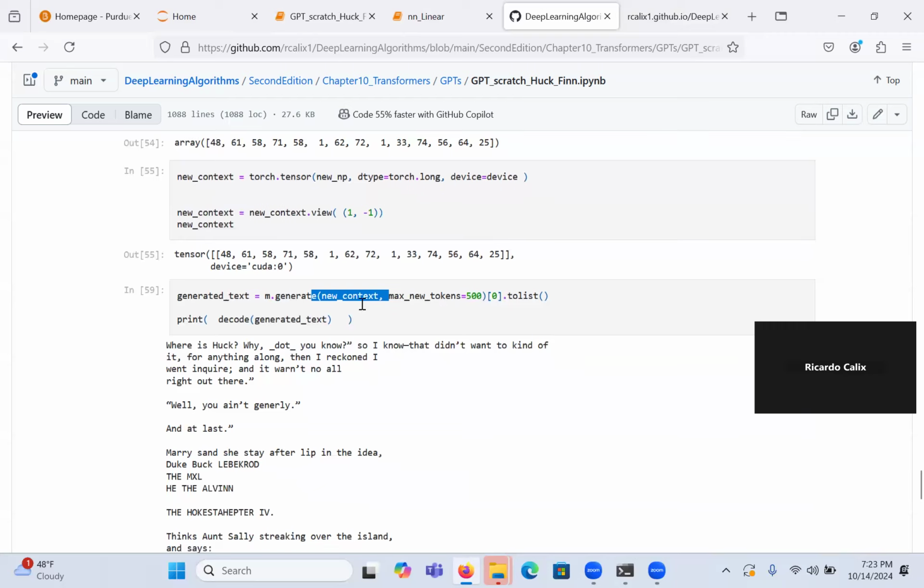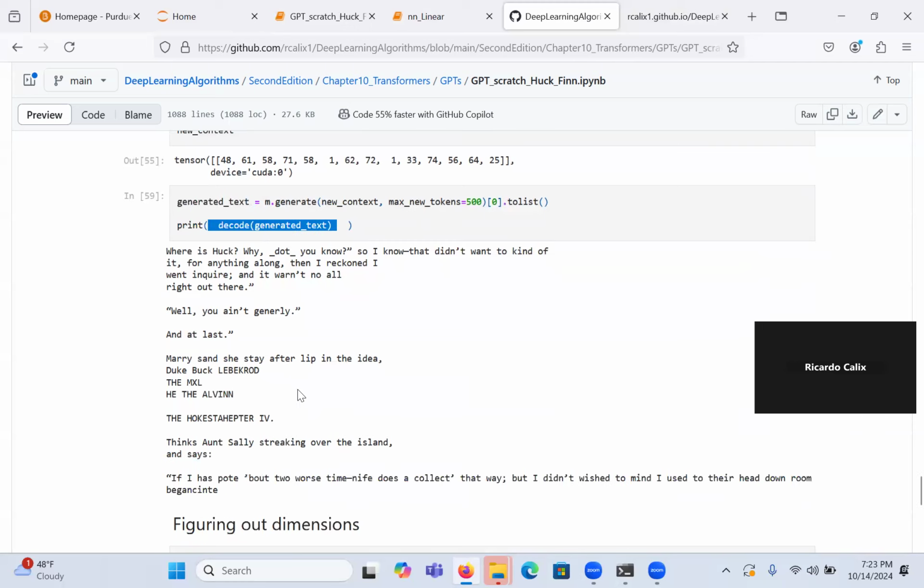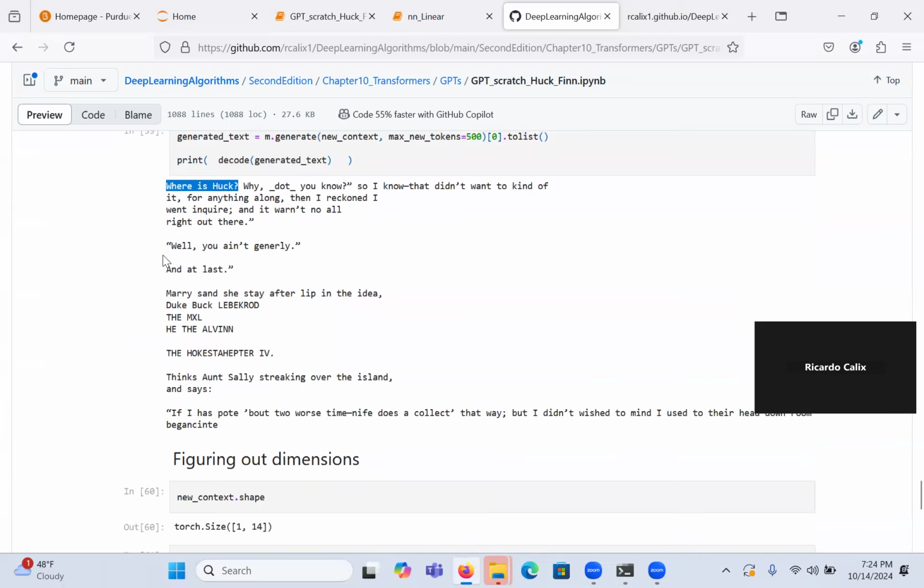All right. So once we generate the text, we're going to do decode, and then where is Huck? And then it starts generating text after that. Notice that this is provided. The input comes out in the tensor, basically. And that's your ChatGPT right there, minus RLHF and minus $8 million and minus 1,000 or so GPUs and minus all the books and the internet and everything. But you know how to do it.